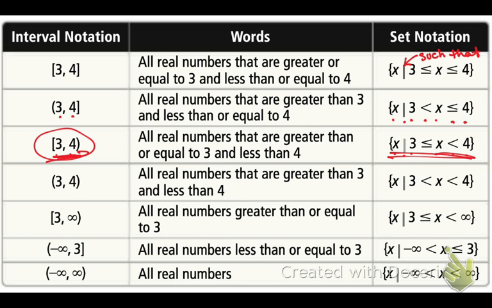Okay, so the next one, are 3 and 4 included? Nope, so I lost both of my equal signs, yes? Okay, now this one, I'm going to tell you, I don't want you to write it like this.